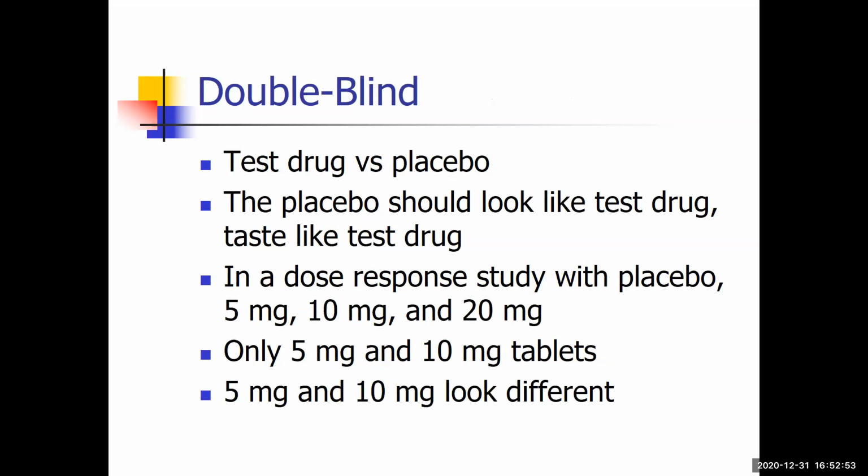Now finally, we'll talk about blind. All right, let me give you an example. In a dose response study with placebo, 5 milligram, 10 milligram, and 20 milligram, suppose we only have 5 milligram and 10 milligram tablets, and our 5 milligram and 10 milligram tablets look different. How do you do the double blind?